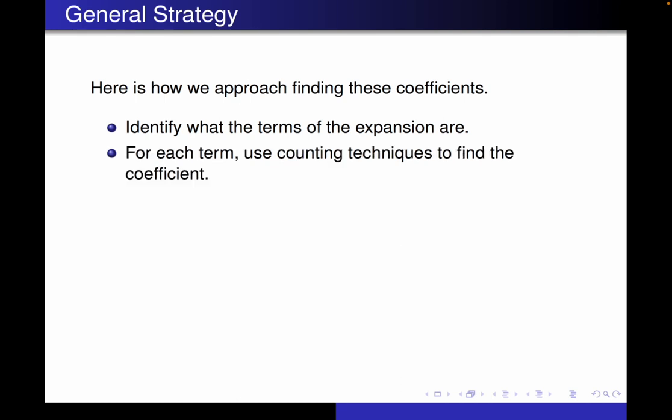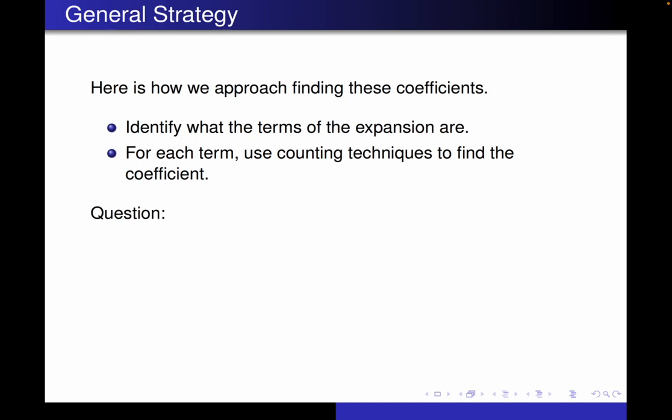So here's our general strategy about how we're going to find these coefficients. First of all, we want to identify what the terms of the expansion are. For (x + y)^2, we had x squared, x y, and y squared. For (x + y)^3, we had x cubed, x squared y, x y squared, and y cubed. So in general, what are the terms going to look like? Then focus on one term at a time and use our counting techniques to find the number of times that term is going to appear, and that will give us our coefficient.